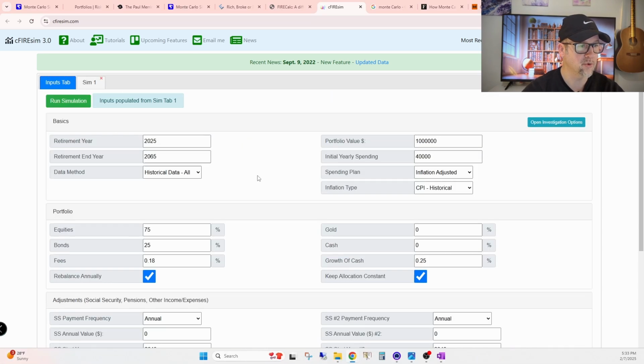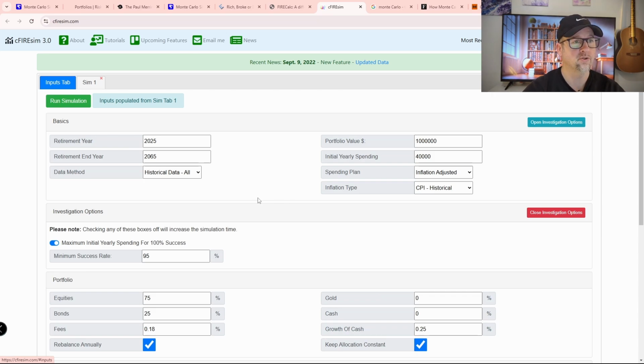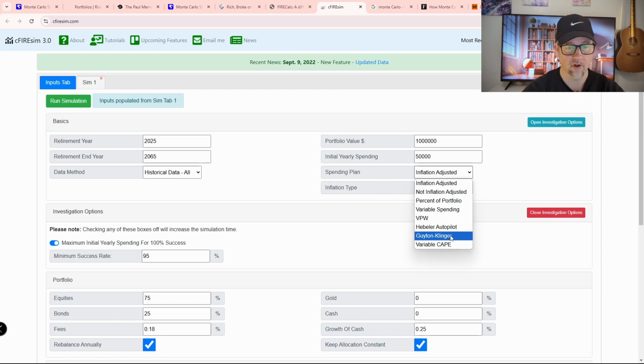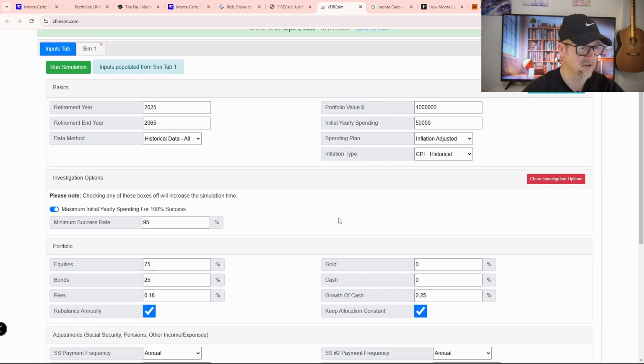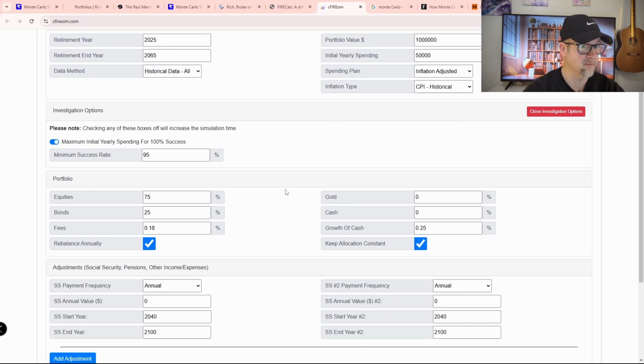Let's go back to that inputs tab. We'll go over these values here. We get a $1 million starting portfolio value, and we expect $50,000 yearly spending, inflation adjusted, using CPI historical data. We can actually change it to CAPE and Guyton-Klinger, different spending plans, but I like the inflation adjusted. That's the one I understand probably the best.